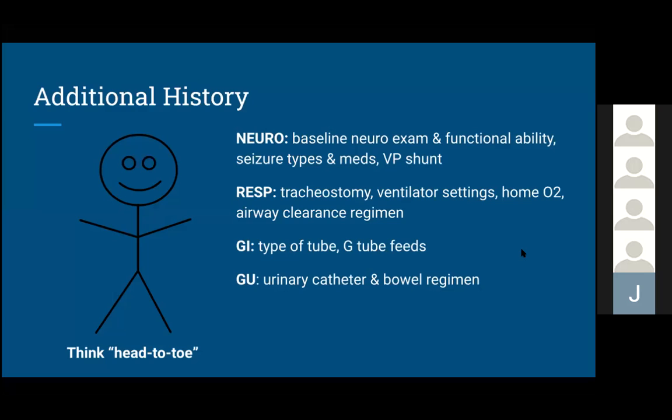And then GU, so some of these patients are on a regular catheterization program. So asking about who does the caths, how often, or how they void, as well as bowel regimens, as many of these patients struggle with chronic constipation. And so that's really important to stay on top of. And then from an MSK perspective, some of these patients have spinal hardware, hip hardware. So asking about those kinds of things, especially when you're considering infection sources, and then mobility needs as well to help your patient.